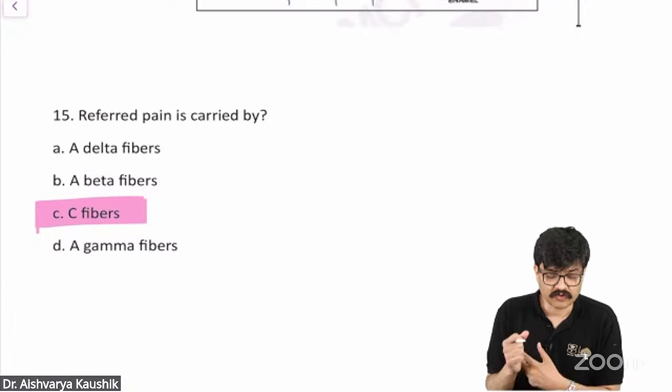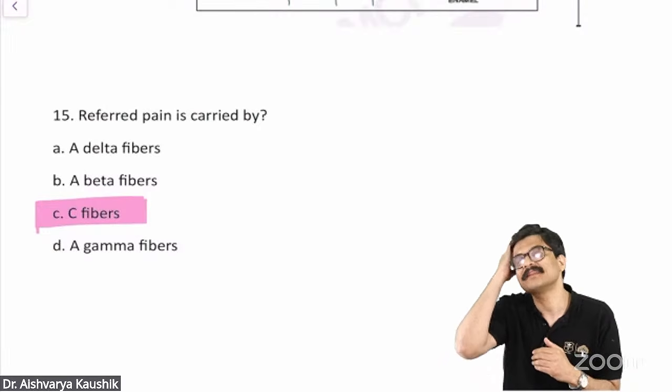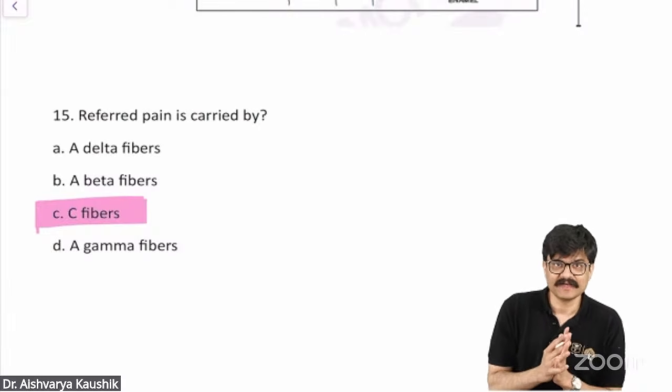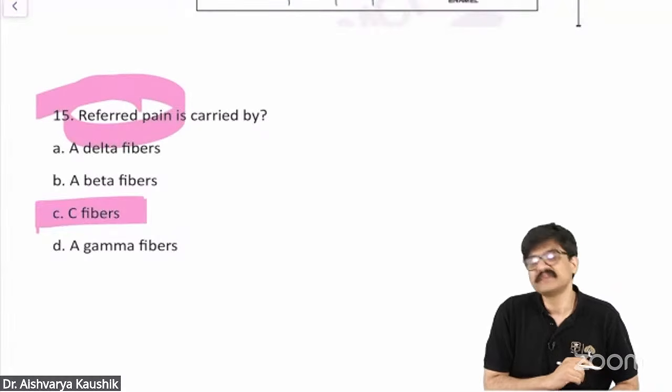The other three options are A delta, A beta, A gamma. They're all present in the dentine pulp complex and the PDL, isn't it? And C fibers. He did not give you A alpha, and he did not give you B fibers. But the answer for referred pain is C fibers.